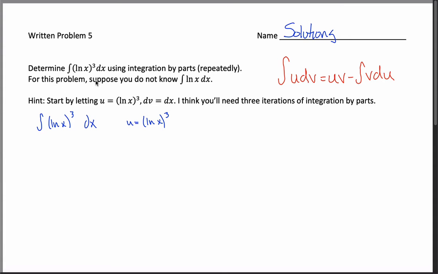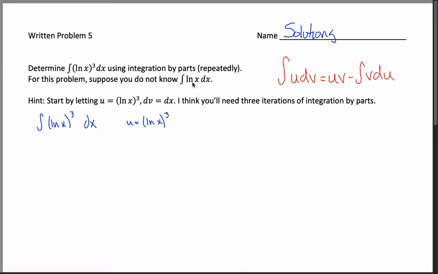And note that it says, suppose you do not know the antiderivative of natural log of x. And the reason I put that in here is because you might be able to, I'm not sure if this would work or not, but you might be able to solve this problem using integration by parts if you let u be equal to the natural log of x squared, and then the dv would be natural log of x dx. And if you did that, you would need to know the antiderivative of natural log of x dx, because you'd need to figure out what v would be equal to.